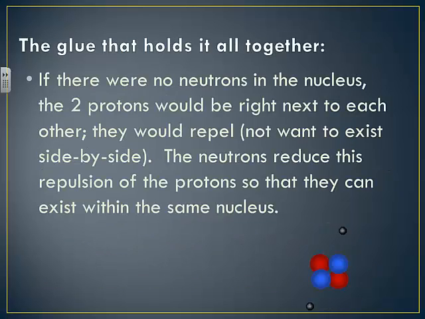So if there were no neutrons in the nucleus, the 2 protons in your helium nucleus would be right next to each other. They would repel, as I've said. So the neutrons are there to reduce the repulsion of the protons so that they can exist within the same nucleus and not make the nucleus unstable due to repulsion of like charges.